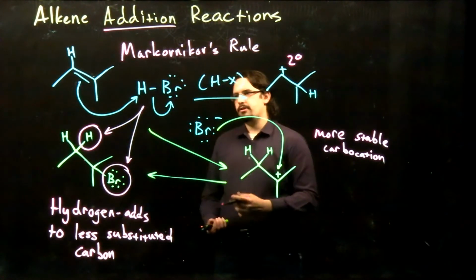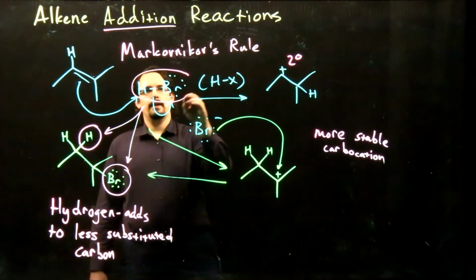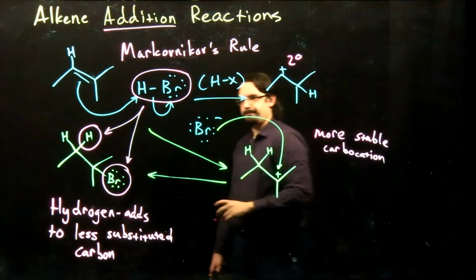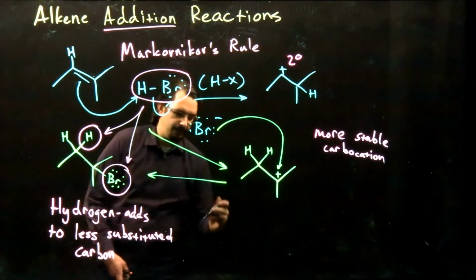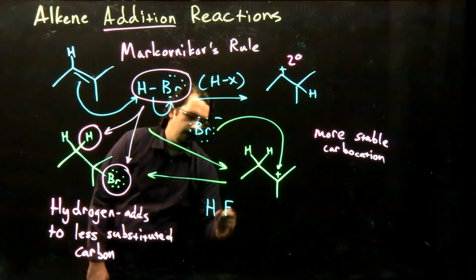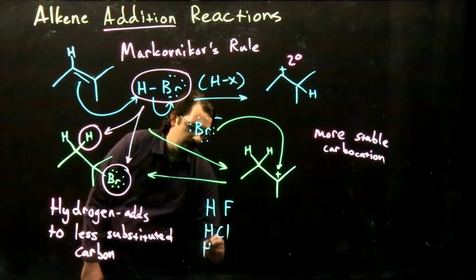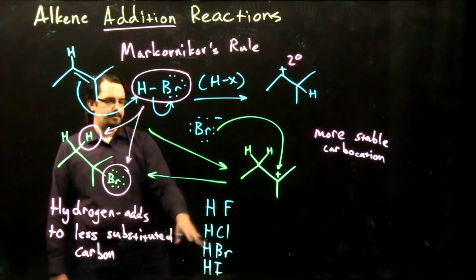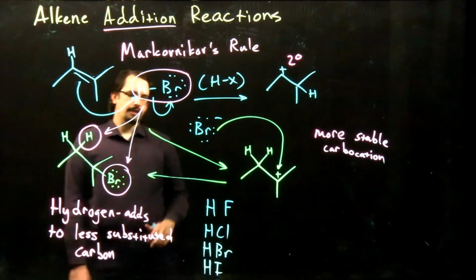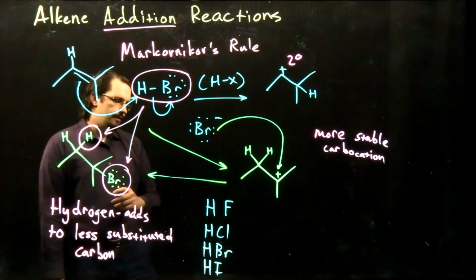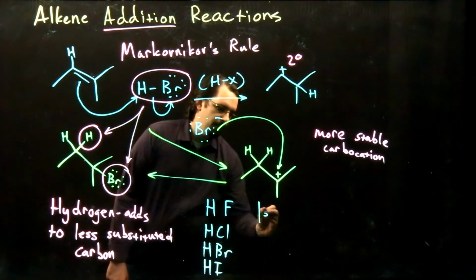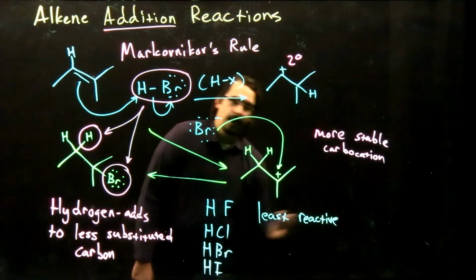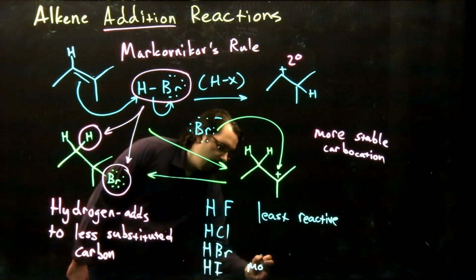Now, of course, one key difference that we do have here is that the structure of our hydrogen halide is going to be a bit important for our reaction overall. So if we compare our different hydrogen halides, of course we would have HF at the top, HCl, HBr, and HI, all our common hydrogen halides as we move from the top to the bottom of the periodic table. If we compare these different hydrogen halides, our least reactive is going to be our hydrogen fluoride, and our most reactive is going to be our hydrogen iodide.